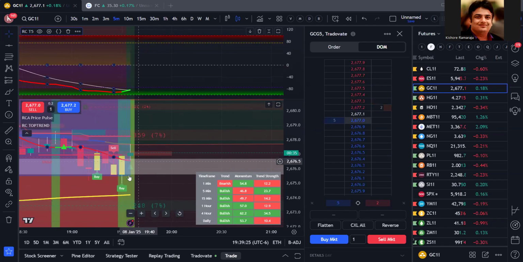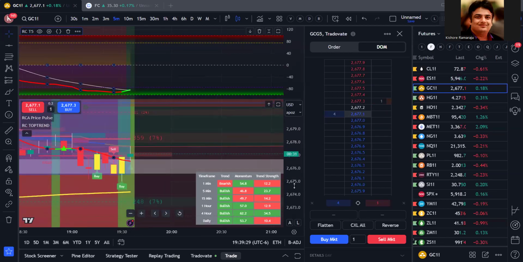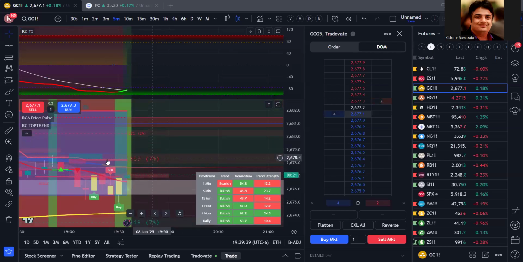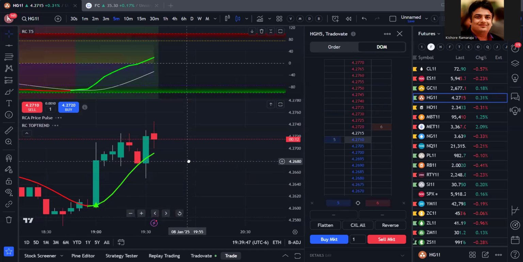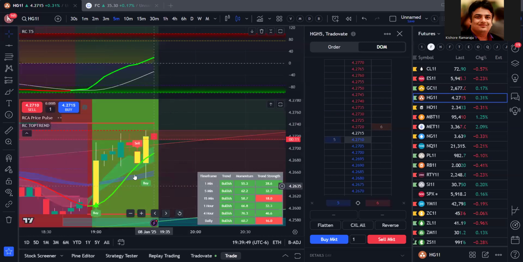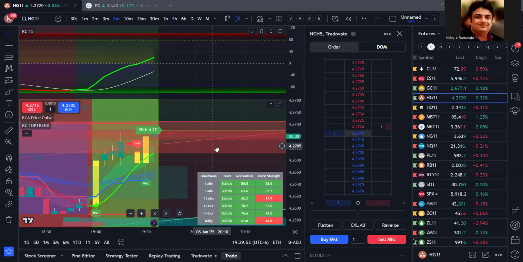I can enter. Again, there is a sell order here, but just telling you the logic, if I see that buy is good, my 5 minutes is bullish, momentum is bullish, then I can just enter long and I can make 100, 200, $300 and close the trade. The same way for copper. If I get a buy signal in 5 minutes, I can enter.